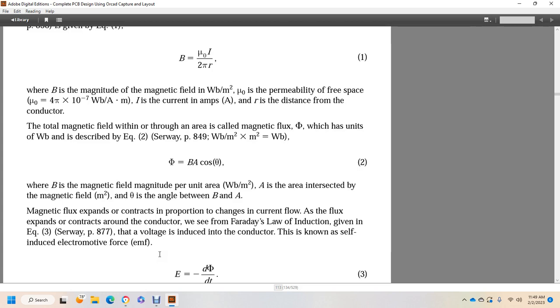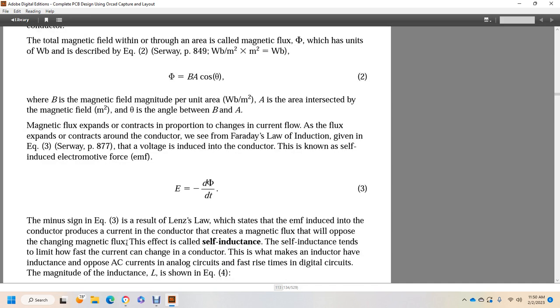As the flux expands and contracts around the conductor, we say Faraday's law of induction, given the name of equation 3: a voltage is induced into the conductor. This is known as self-induced electromagnetic force, EMF. The minus sign in equation 3 is the result of Lenz's law, which states that the EMF induced into the conductor produces a current within the conductor, which creates magnetic flux that will oppose the changing magnetic flux. This effect is called self-inductance.